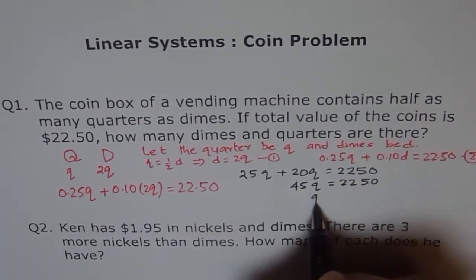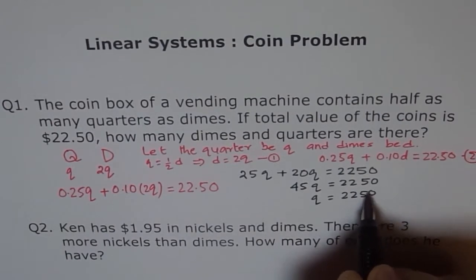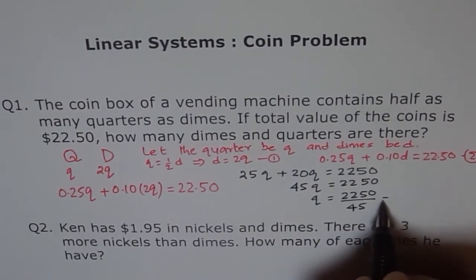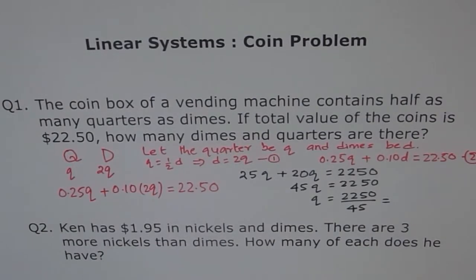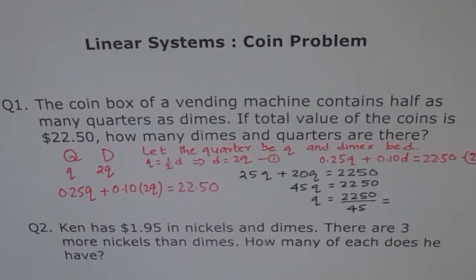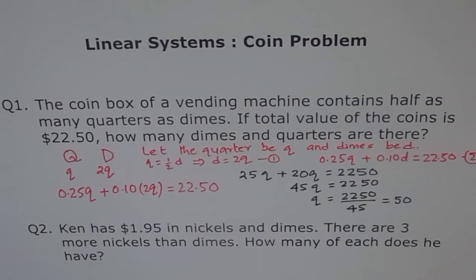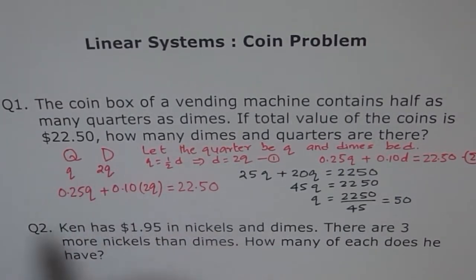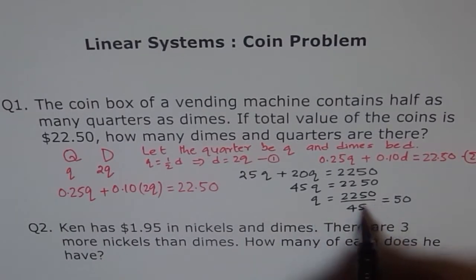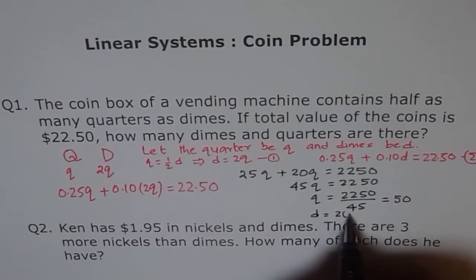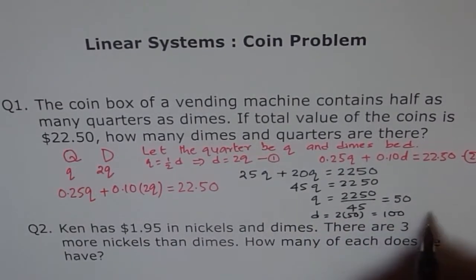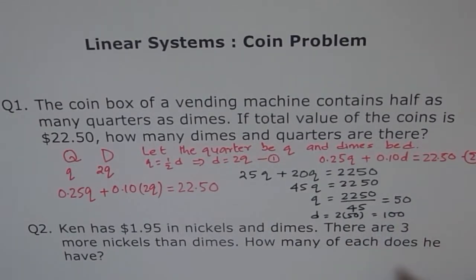And when you add 25 and 20, you get 45Q equals 2250. Is it okay? And therefore Q equals 2250 divided by 45. You could simplify it directly or use a calculator. Using a calculator, 2250 divided by 45 is equal to 50. So number of Q is 50. If quarters are 50, how many are dimes? Dimes is 2 times Q, so dimes equals 2 times 50, which is 100 dimes. So we get 100 dimes and 50 quarters.